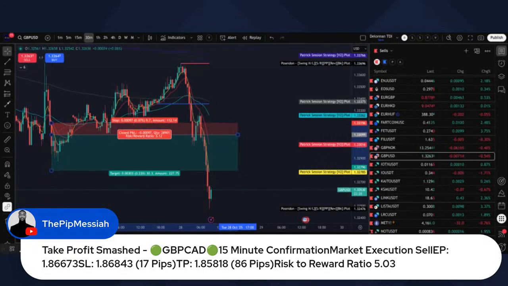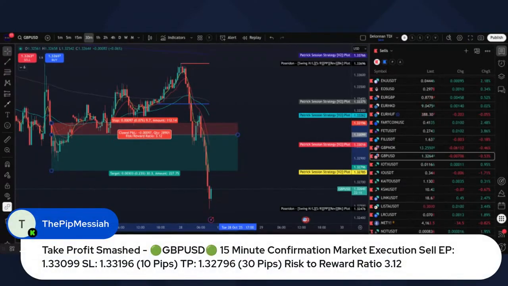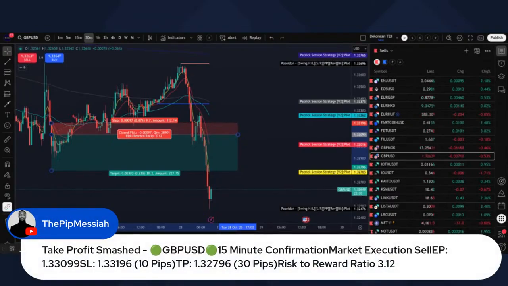Yet another one. Take profit smashed. And this is Great British Pound Sterling versus the United States dollar. You get that recorded. It's going to be win number 935 for the year. That brings us to 3,954,880 pips year to date.